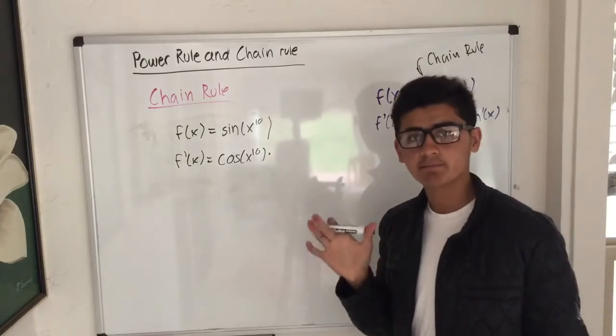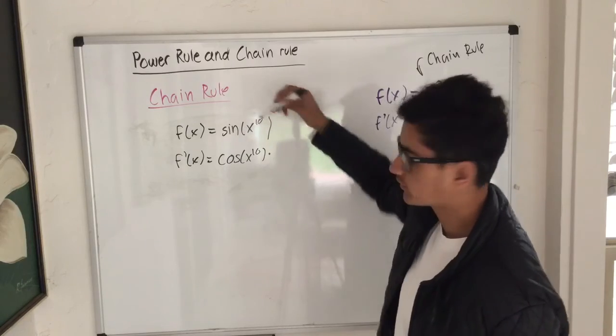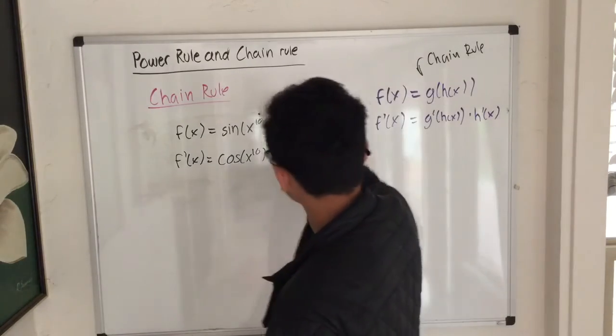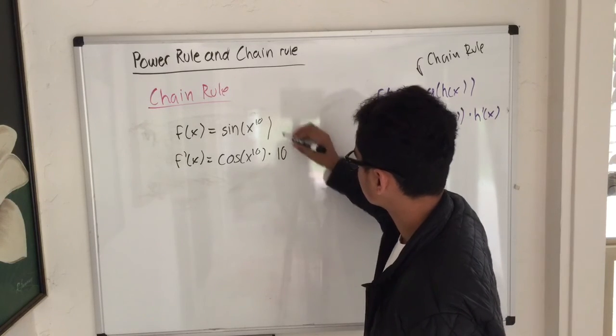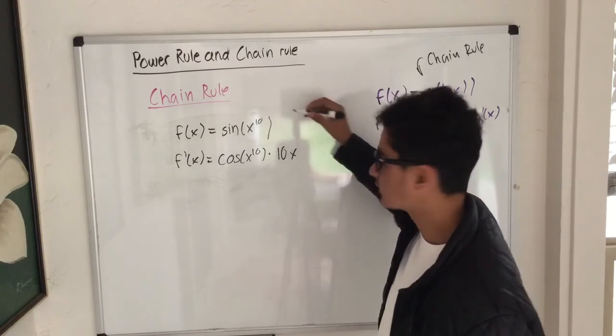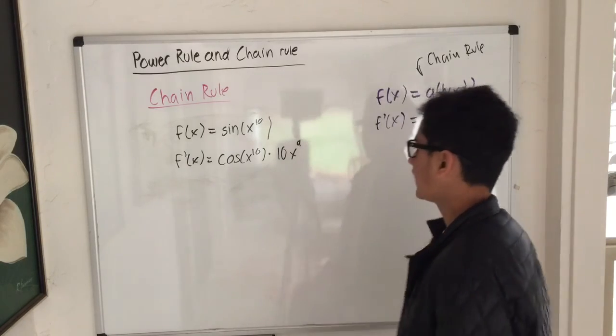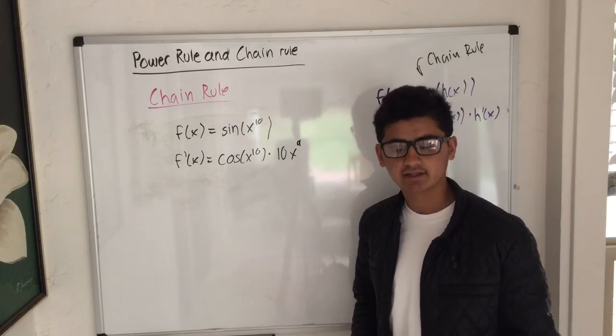And now this is where the power rule comes in, because remember, you use the power rule when it comes to things with exponents. So x to the power of 10, we move 10 as a coefficient, so it's going to be 10x to the power of the previous exponent minus 1. So 10x to the power of 9. And so that's basically what the chain rule is.